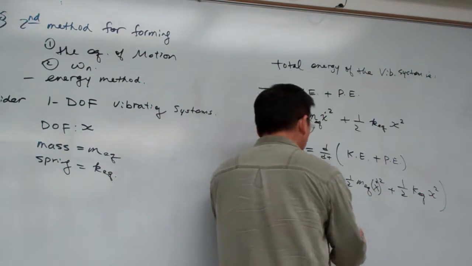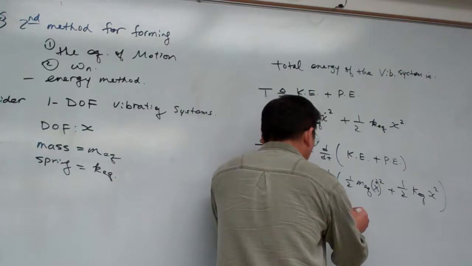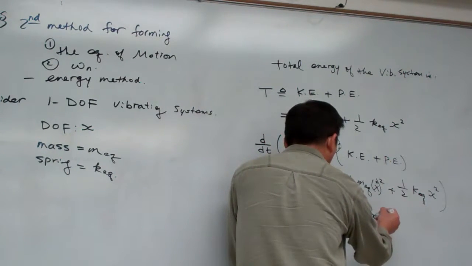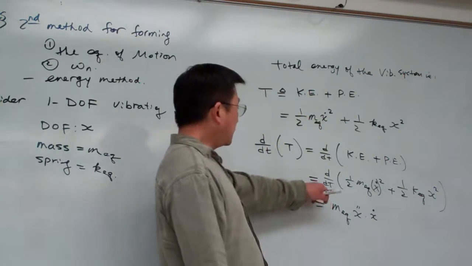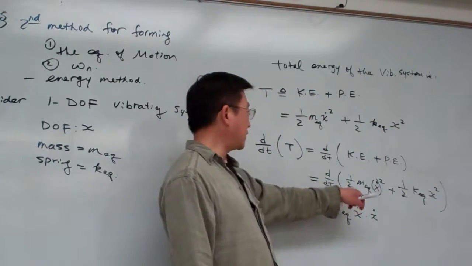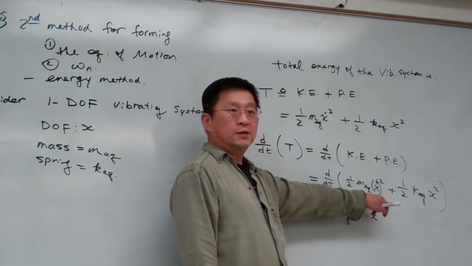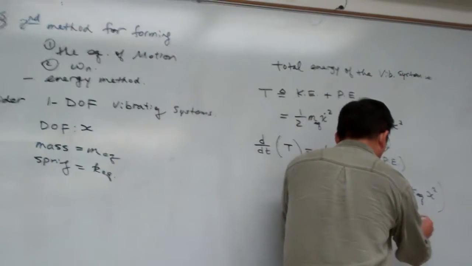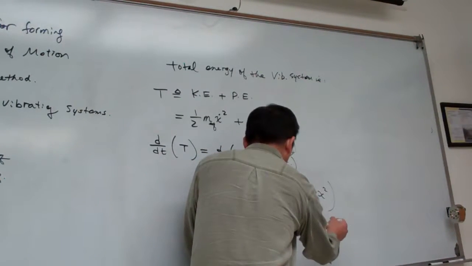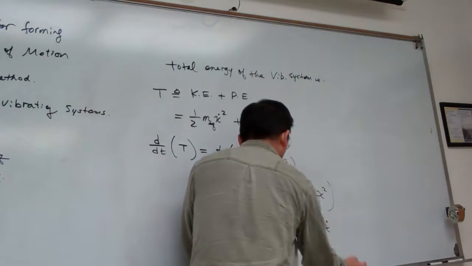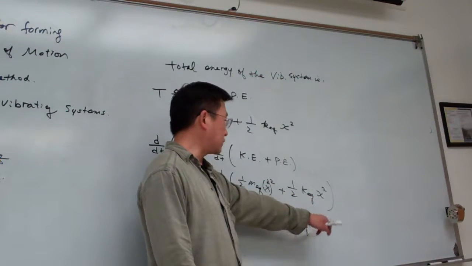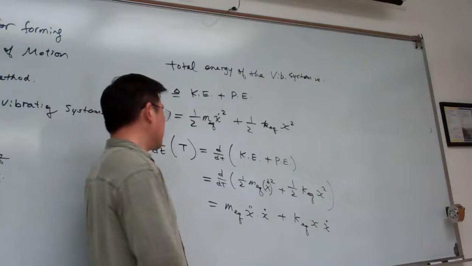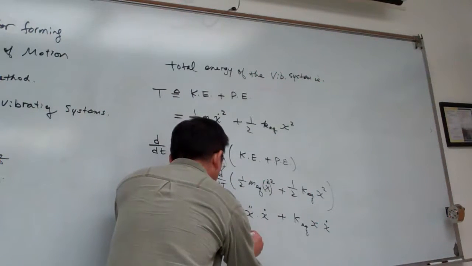So for the first one, this will become M_EQ x double dot times x dot. Again, for the first term, I have taken into account the chain rule, the double derivative. And this is x times x dot. Again, for these terms, I have taken the chain rule as well, like this. You can double check, okay? This should be right. So let me rewrite.